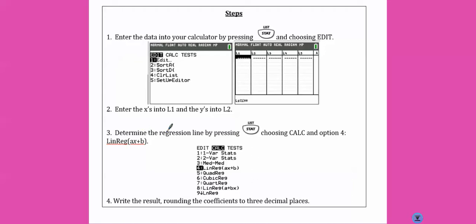Once we've done that, we can get the regression line by choosing Stat, going over to where it says Calculate, and then choosing number 4 from the menu, LinReg, which is the abbreviation for linear regression. Then we can write the results rounding the coefficients to 3 decimal places. I'll show you what these calculator screens look like with some data in just a minute.